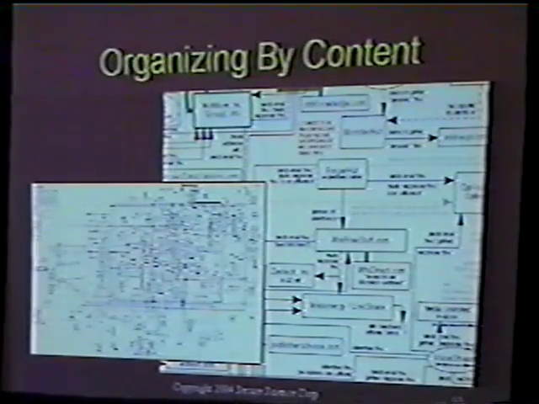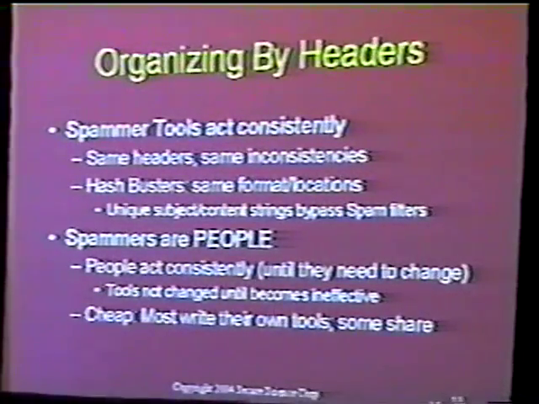To find out who pressed the send button, we organize by the headers. You see, spammers use tools, and tools act consistently. They will have the same headers in the same order with the same inconsistencies each and every time. If there's hash busters, those unique strings that you'll see in the subject or the content that are used to bypass hash-based spam filters, then the hash busters will be in the same location and in the same format each and every time. The other important thing to remember is that spammers are people, and people will act consistently, at least until they need to change. In particular, spammers will not change their tools until their tools become ineffective.